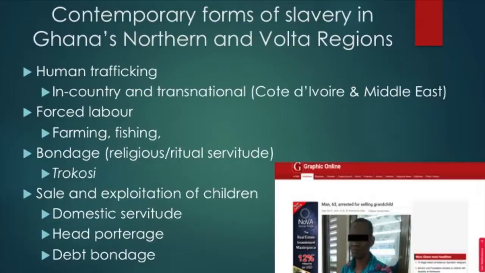We also have sale and exploitation of children, and I have inserted a caption of an online newspaper that captured a 63-year-old man who was caught trying to sell his grandchild. So clearly the sale and exploitation of children is still very much prevalent, and it's difficult to encounter such things unless this was undertaken and discovered by undercover police who apprehended this man.